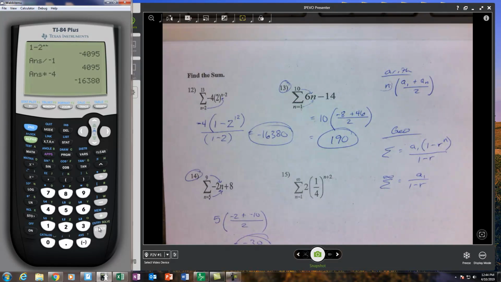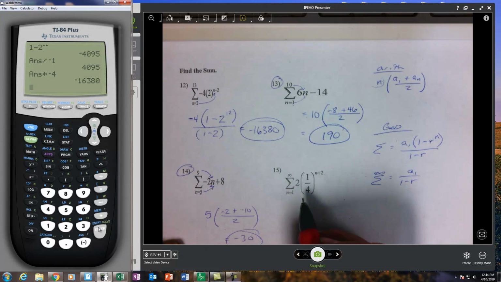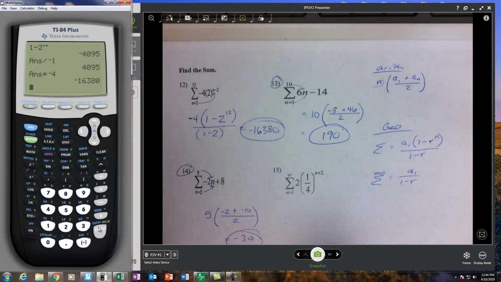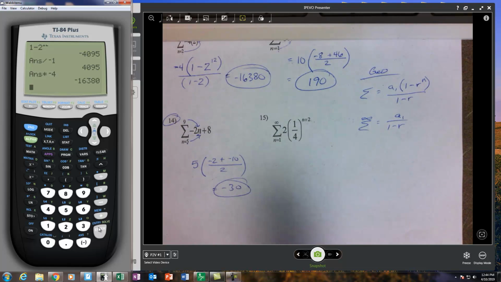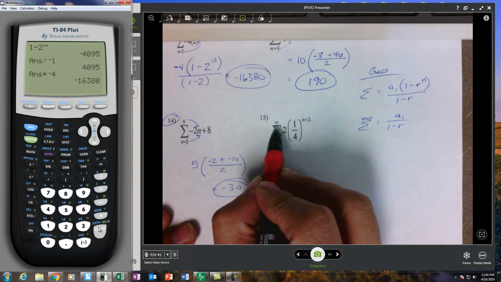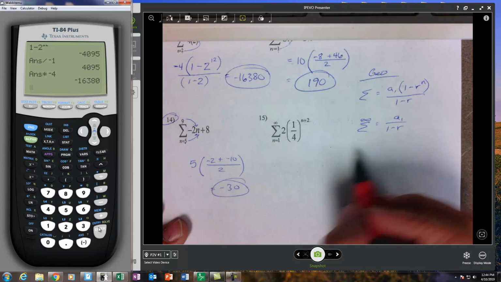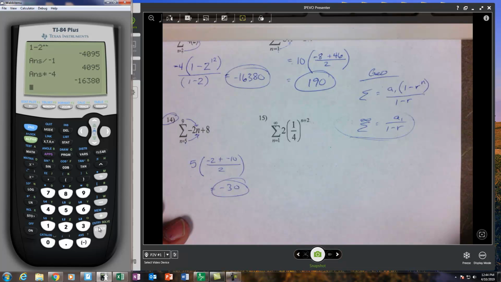And the last problem is our infinite geometric. So far, all three of these, 12, 13, and 14, could have been put into the calculator using summation notation if you paid attention and done it in class with us. But 15 can't be, because it has this infinity symbol here, and our calculator just doesn't have an infinity button. So we're going to come over here and we're going to work this problem down.